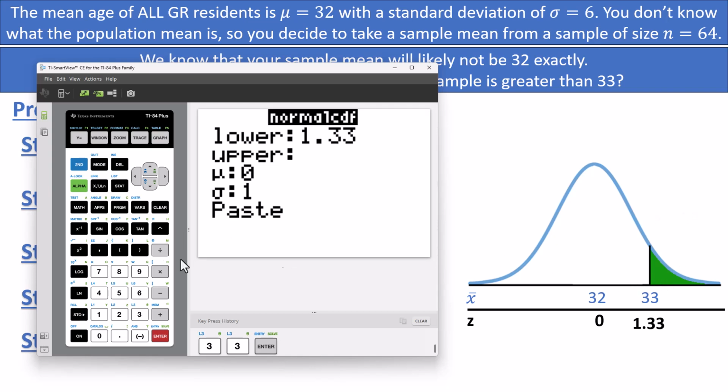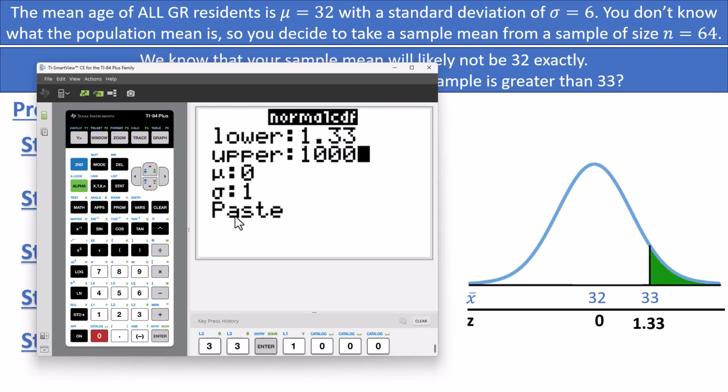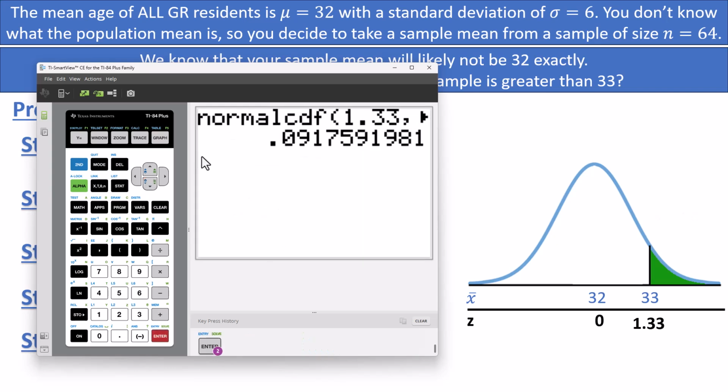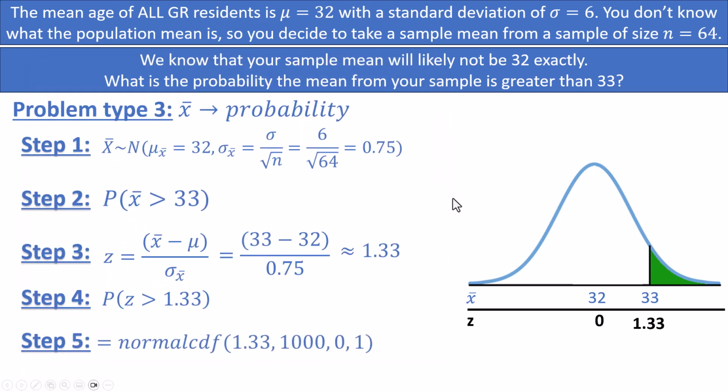We just put in a really big number, which typically I just use 1,000. And then we're going to always leave mu and sigma as 0 and 1 to tell the calculator we're putting in z-scores, because the z distribution has a mean of 0 and standard deviation of 1. We can go ahead and paste, and we're going to get our answer, which is 0.0918, it looks like.